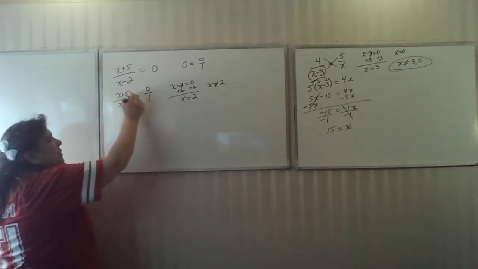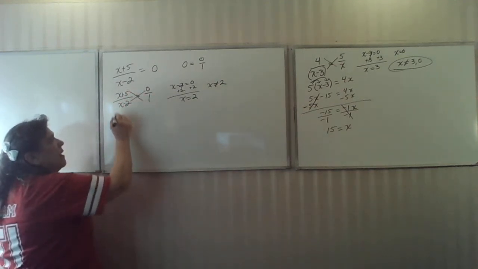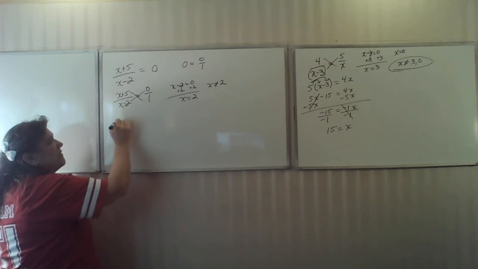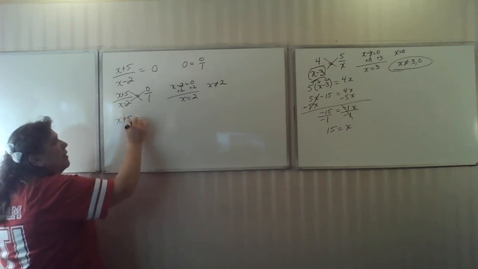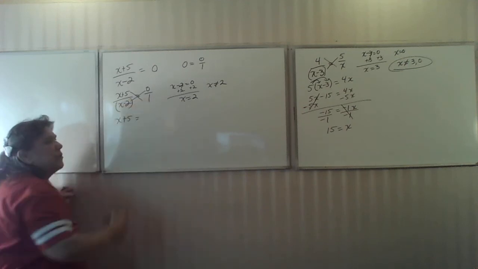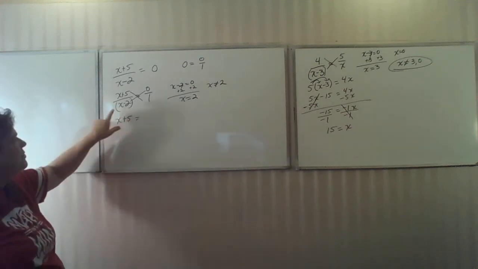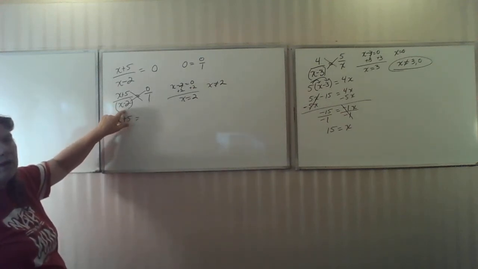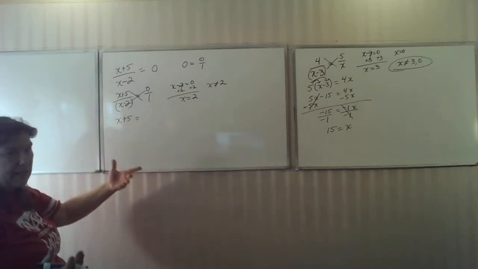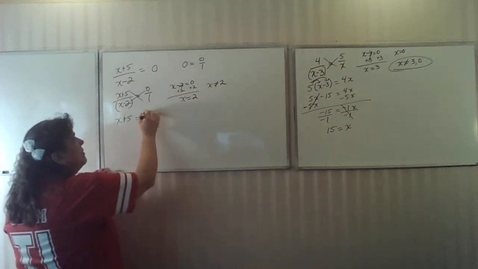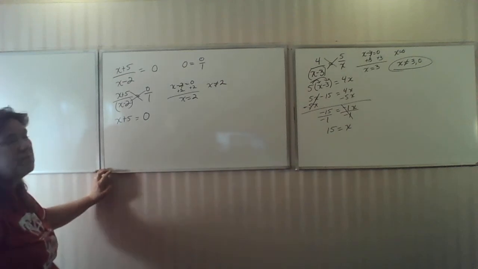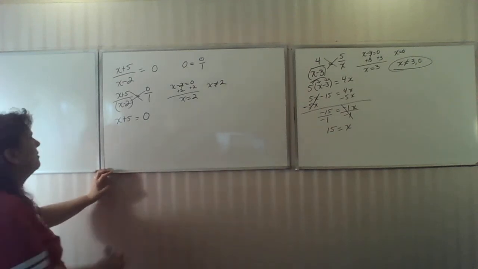Now we're going to do our cross products. 1 times (x plus 5) is x plus 5. But what is 0 times your (x minus 2), and 0's on the outside? It turns this whole thing into 0, right? Because 0 times anything you have is going to be 0. So therefore, we have x plus 5 has to equal 0.